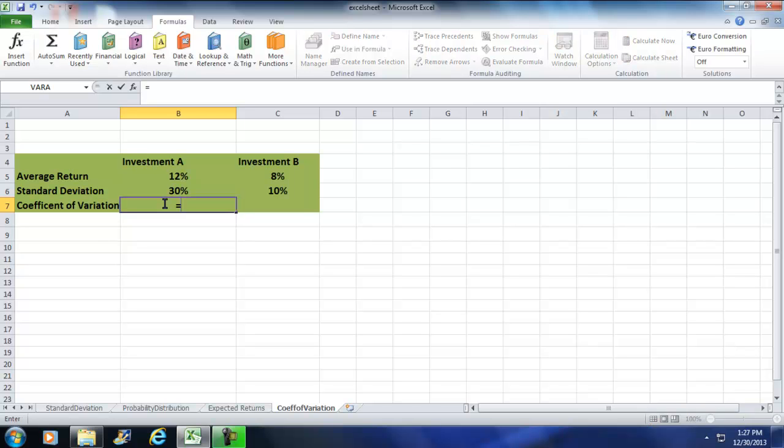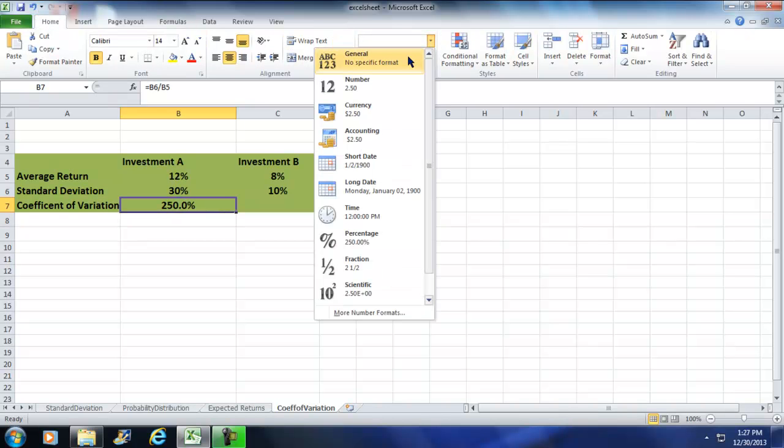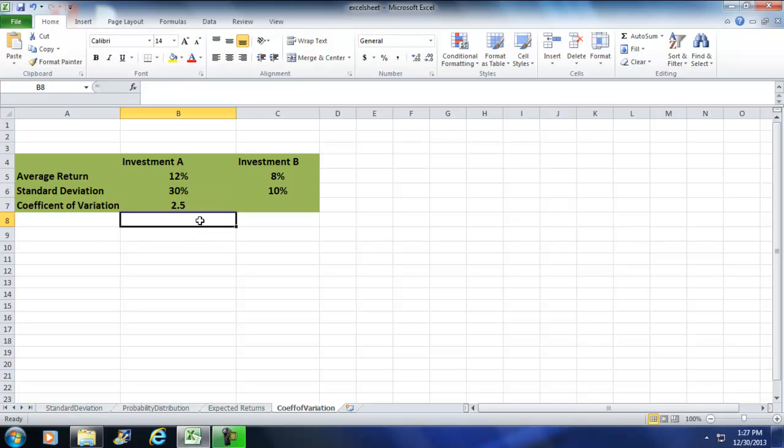So how we do this is we take the risk, or the standard deviation, and we divide it by the return, and we get a number. I went ahead and made it a percentage. It gives us a number that says it's kind of an amount of risk, 2.5%. I'm going to grab the fill handle here and compare it to this one. So you can see this is only 1.25. That's 2.5. So there's much more risk involved here for that amount of return than here. So we would pick investment B.